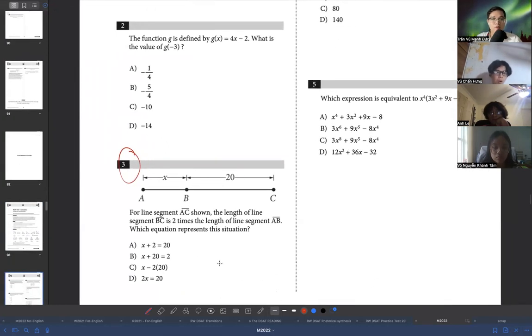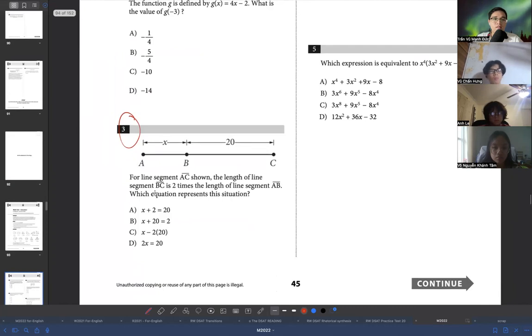Okay, I'm going to walk through firstly the third question, which is very simple but weirdly phrased. For line segment AC shown, the length of line segment BC is 2 times the length of line segment AB. This is one example of a linear graph.